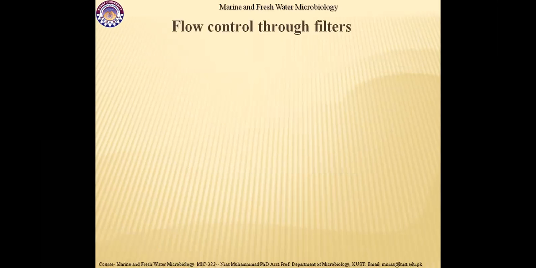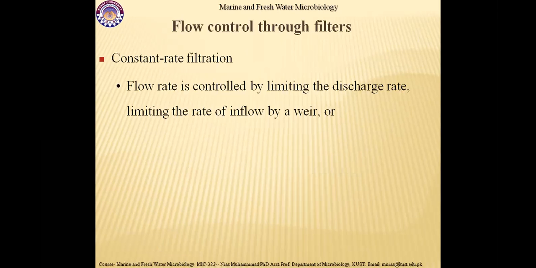In continuation of that, we were talking about the rapid sand filter. In the rapid sand filter, we have to control the flow through the filters. Constant rate filtration: flow rate is controlled by limiting the discharge rate, limiting the rate of inflow by a weir. So this is important when we are making the rapid sand filter operational. We are keeping a constant flow of water by regulating valves.